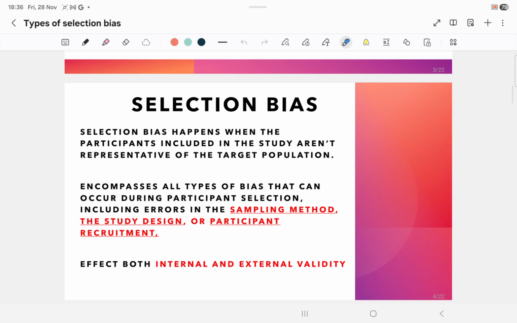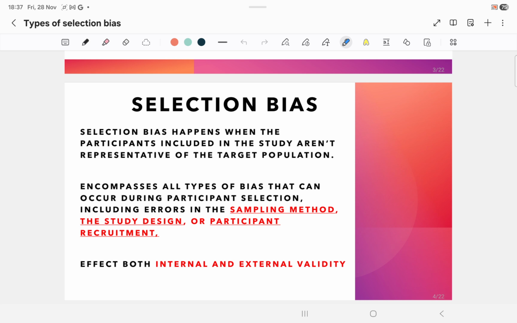So selection bias happens when the participants included in the study are not representative of the target population. Whenever you do a study, you enroll certain patients and you want these patients to represent the real world population so that your results can be applied to the real world. But if that doesn't happen, then your study will not be much useful. You cannot apply the results to the general population. So we should try to minimize this selection bias.